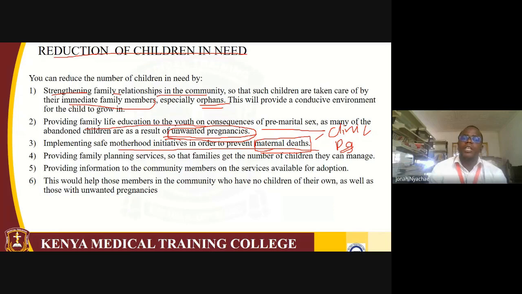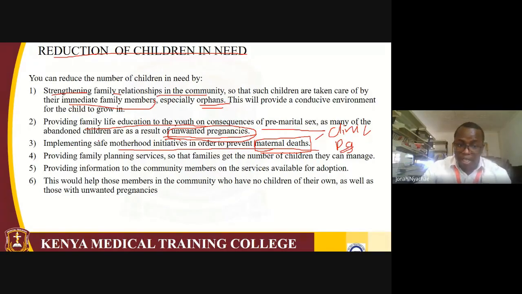You tell them the way it is, that you should seek medical advice throughout the pregnancy so that it helps the child and it also helps them. If they have any issue and they are managed properly, we are going to avert maternal death, and by so doing, we are going to prevent children in need. We can also prevent children with malformations from ending up being abandoned.